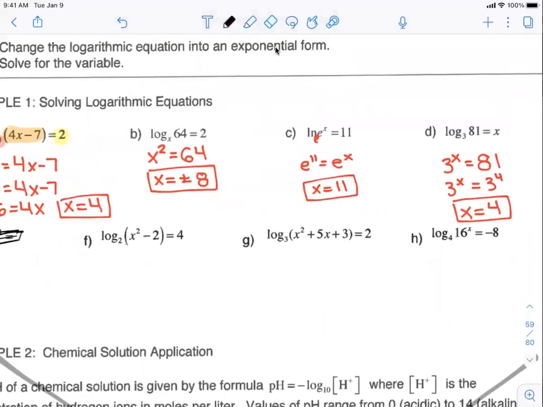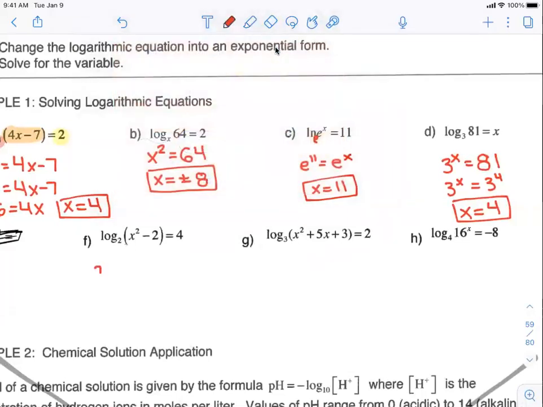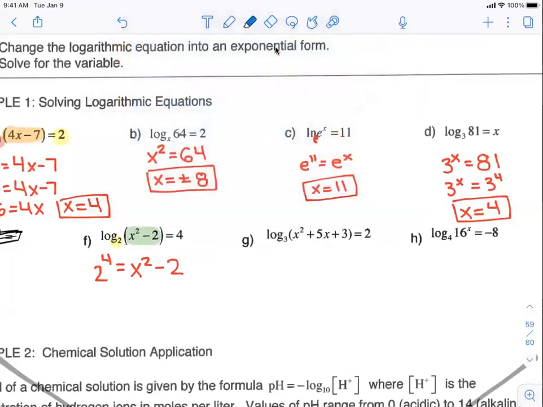So same thing, looks like it might be a little bit harder because we have an exponential, but you're still going to turn it into exponential form because I'm stuck in log form. So 2 to the 4th equals x squared minus 2. Because again, you have 3 parts here, and that x squared minus 2 needs to stay together. So 2 to the 4th, you can figure that out. That is 16. It's a quadratic.